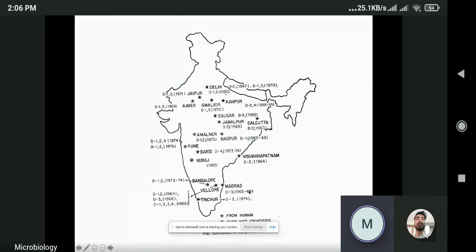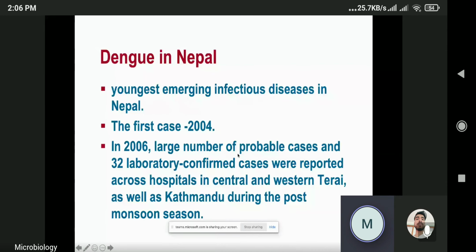Dengue in Nepal. See here, the first case was seen in 2004 in Banke, and in 2006 more cases were confirmed. In this way the cases started increasing each year, and two years back, I mean one year back, before the COVID pandemic, dengue was very common even in Kathmandu. As I discussed earlier.